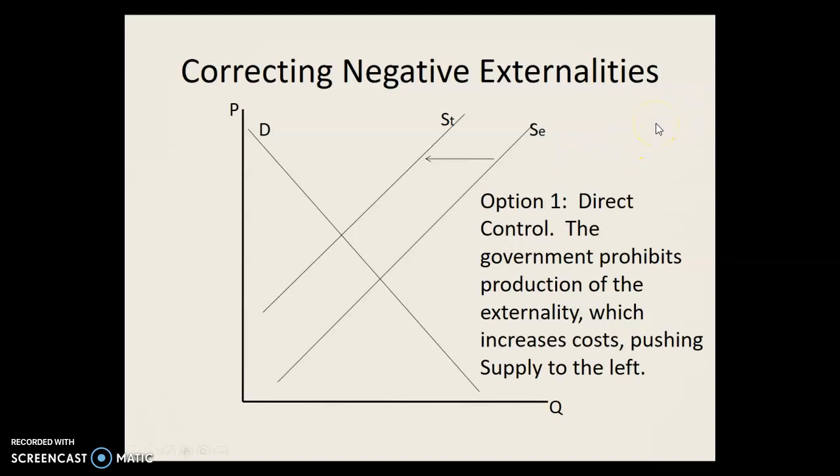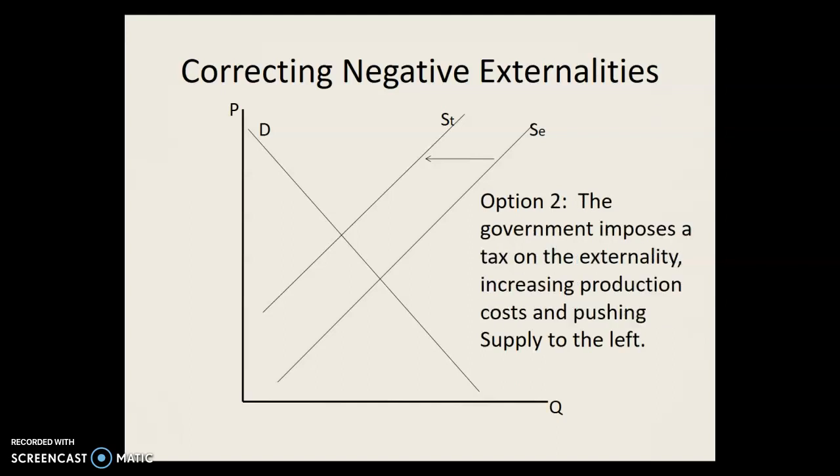Just say you can't create that externality, you cannot pollute, and that will decrease, that is, shift to the left, your supply line. The second option, the government can impose a tax on the externality. And just like the opposite of a subsidy that we discussed under the positive externality, a tax will increase the production cost. And again, do the same thing as the previous example. It will push the supply line to the left. If they're going to pollute, we're going to tax the pollution. And then by taxing, we increase their production costs, and that will decrease supply, shifting supply to the left and eliminating the externality. Ultimately, that would be the goal.